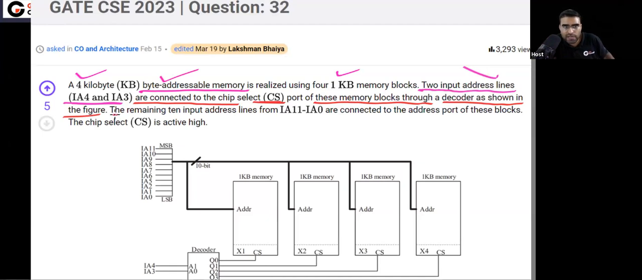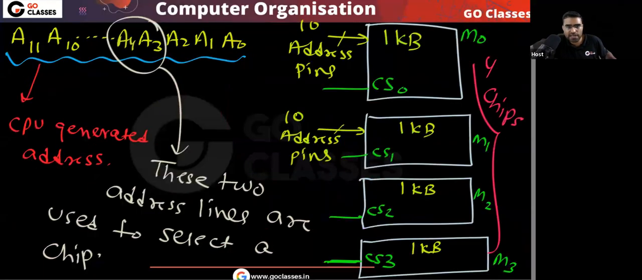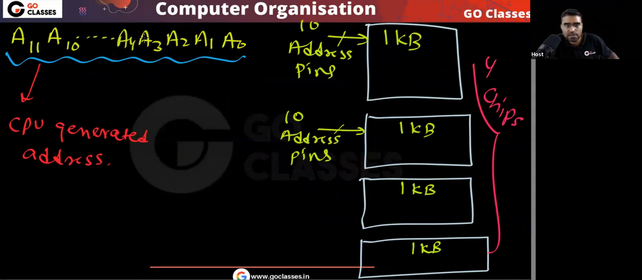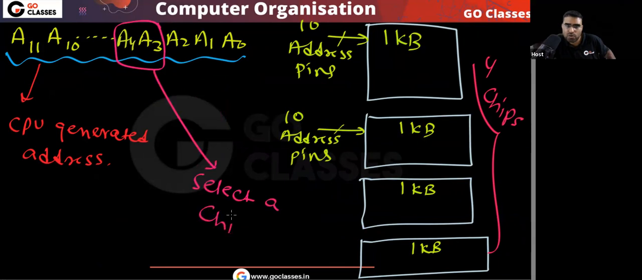Okay, what about the remaining lines? Tell me. These 2 will select a chip. But what about the remaining? How many remaining lines are there? Just tell me. There are a total of 10 remaining lines. Yes or no?